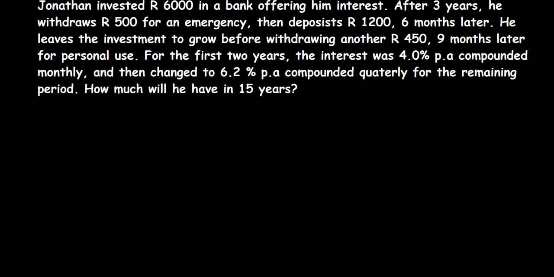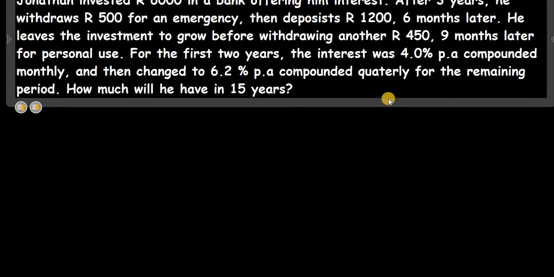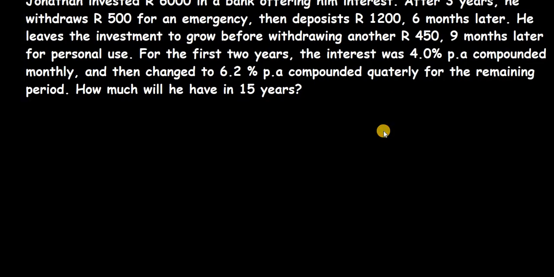Here it reads as follows: Jonathan invested 6,000 in a bank offering him interest. After 3 years, he withdraws 500 for an emergency, then deposits 1,200 6 months later. He leaves the investment to grow before withdrawing another 450 9 months later for personal use. For the first 2 years, the interest was this, and then changed to this quarterly for the remaining period. How much will he have in 15 years?